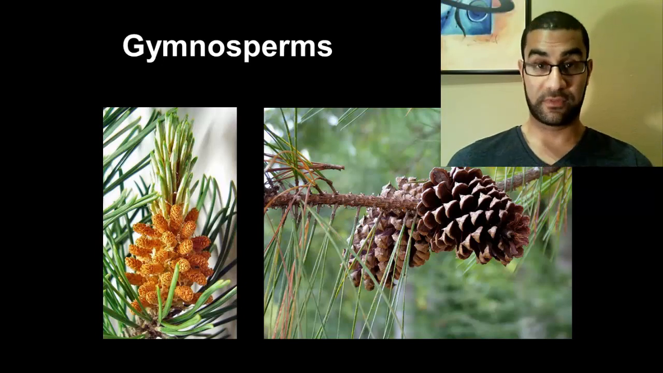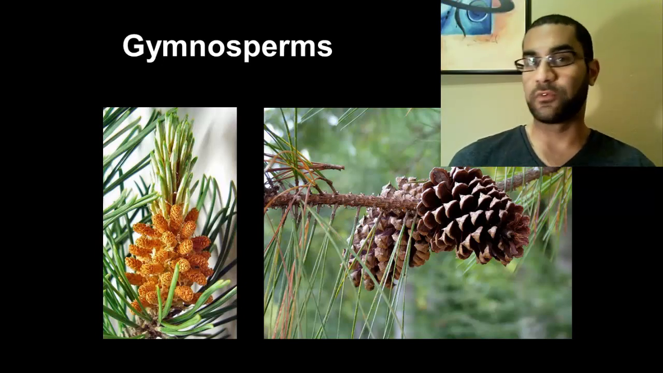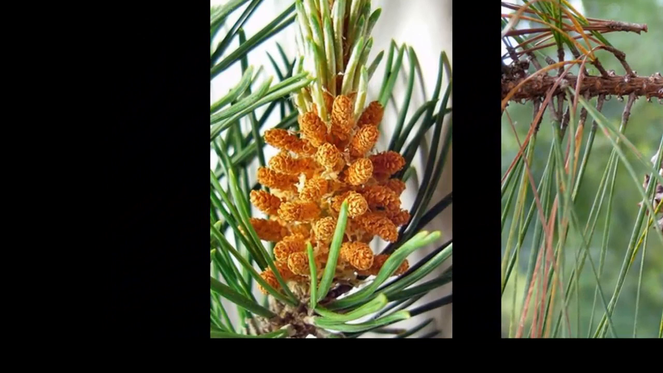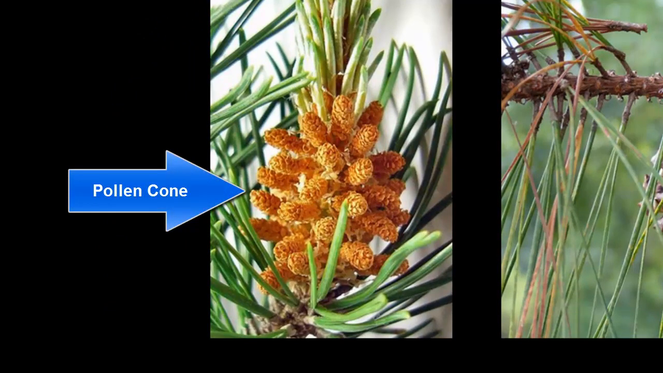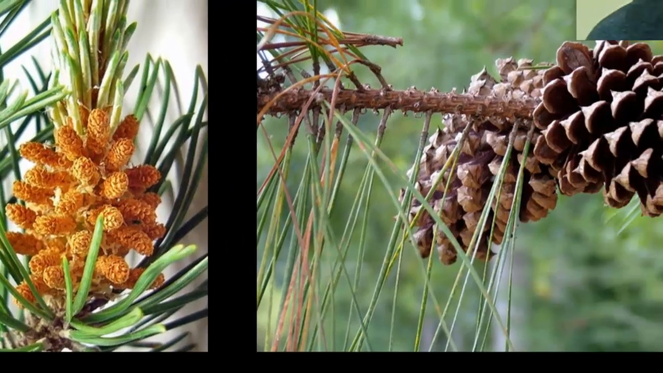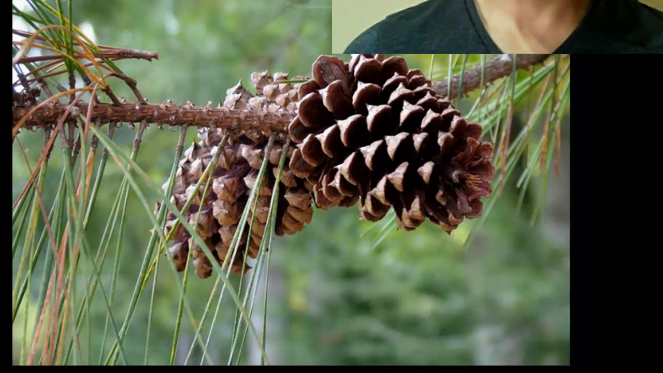A good example of the male and female reproductive organs of a gymnosperm is what you see in front of you. The one on the left is what we call the pollen cone. The pollen cone is the male reproductive organ, and the female cone is what we consider the seed cone. That's what you see on the right. The one on the right is probably something you're more familiar with if you're not huge into plants, because those are what mostly are considered pine cones.